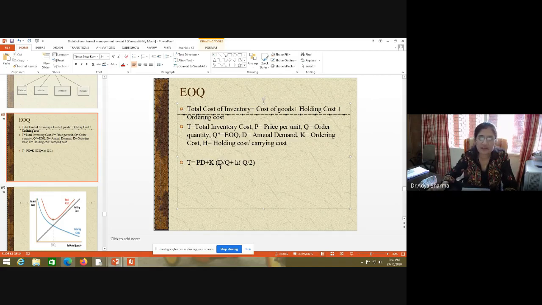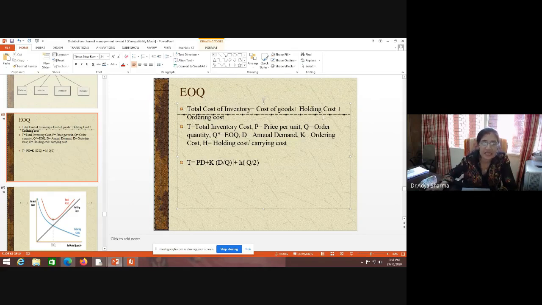So what have I done? I said, what is the total cost? Go back over here. It says cost of goods. So what is cost of goods? Price per unit and the annual demand. So if the price per unit is 10 per unit, and I'm going to buy 100 units in the whole year, simple, 10 into 100, right?